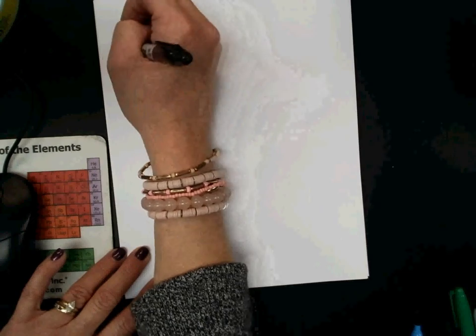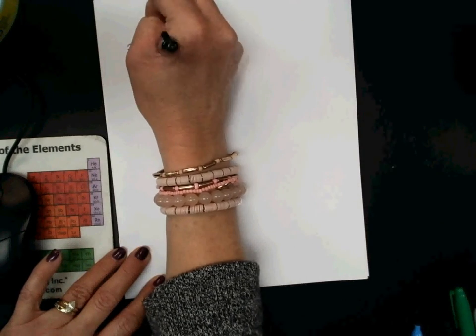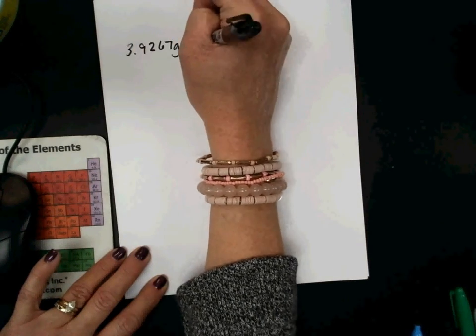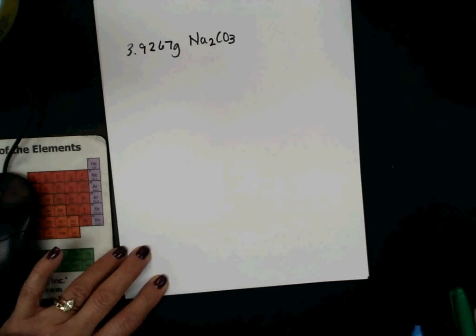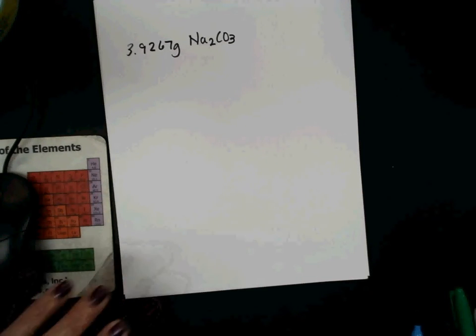This one's kind of a long one, but I wanted to show you one of each type. Okay, when you react 3.9267 grams of sodium carbonate with unknown parts water, oh, this should look familiar, with excess HCl, 0.6039 grams of gas is given off. What's the number of water molecules bonded? So basically, this is a hydrated formula. Okay, so let's write down what we know. 3.9267 grams Na2CO3. Now, that is all you're given.